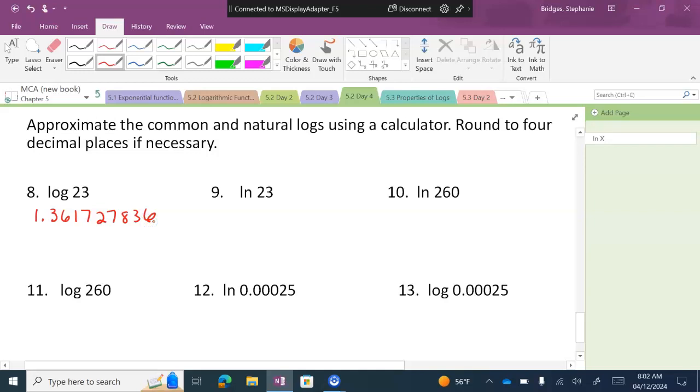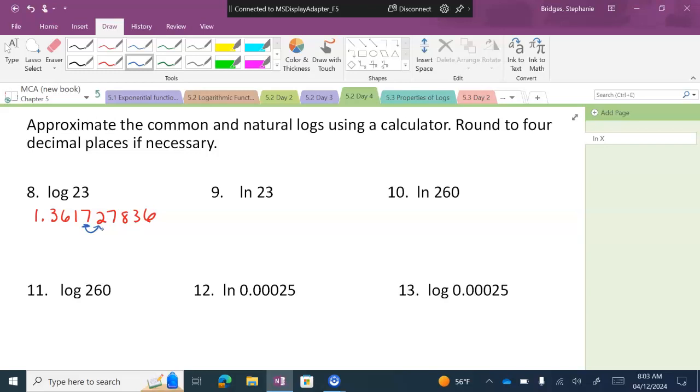Okay, so when I punch the log of 23 in my calculator, I get that decimal, 1.3617278836. When we round to 4 decimal places, you're going to look at the 4th number behind the decimal, and then you're going to focus on the number behind it. If the number behind it is 4 or less, that 4th number will stay the same. If the number behind it is 5 or higher, that 4th number will go up 1 digit.